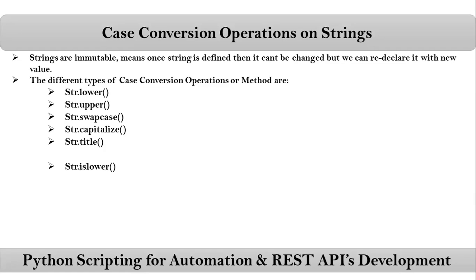Now along with these operations, we also have some Boolean operations on your strings. They are like string.islower. The purpose of this method is to verify whether your string is in lowercase or not. Suppose your string is completely in lowercase letters, it will give the result as true. Let me show you that.